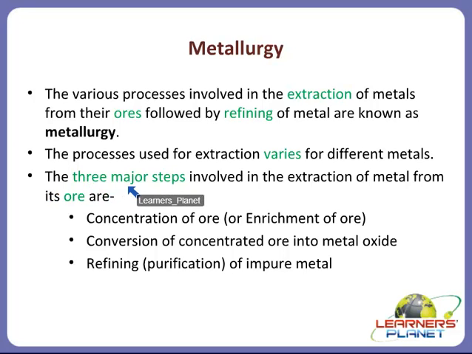Now the three major steps involved in the extraction of metal from its ore are: first, concentration of ore or enrichment of ore, which involves removing all the insoluble impurities. Then the conversion of concentrated ore into metal oxide. Then the third step is refining of impure metal. Now let's start with the concentration of ore. It is also called dressing of ore.